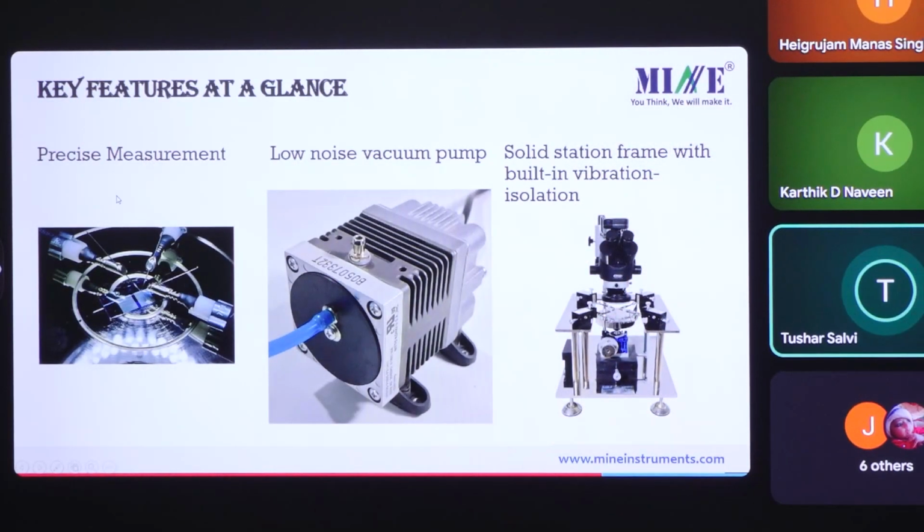Apart from the precision measurement, we also provide accessories such as low noise vacuum pumps, which create very low noise and give you a better output. This is one of the vacuum pumps that we use with our micropositioner. This is a 7 LPM output vacuum pump. Here is another setup that we delivered earlier to some NITs.